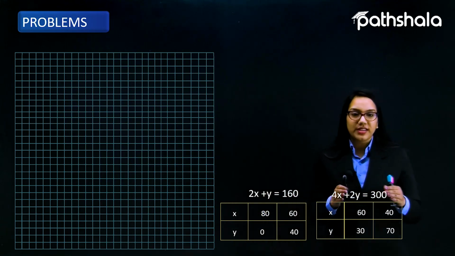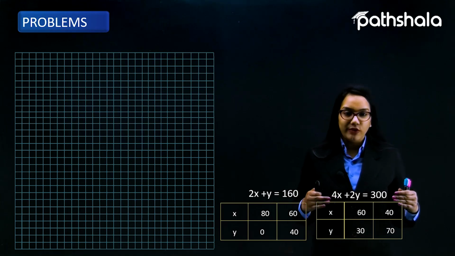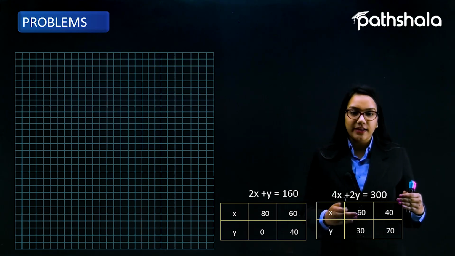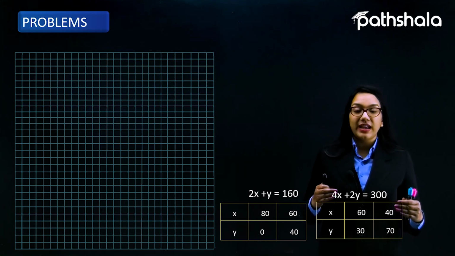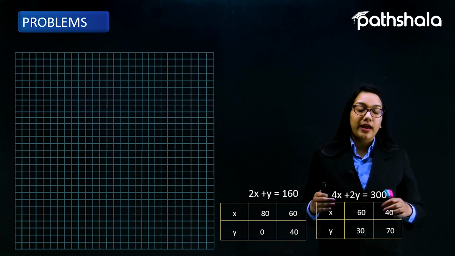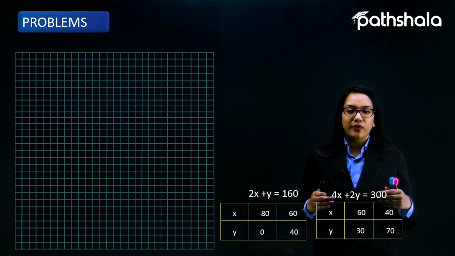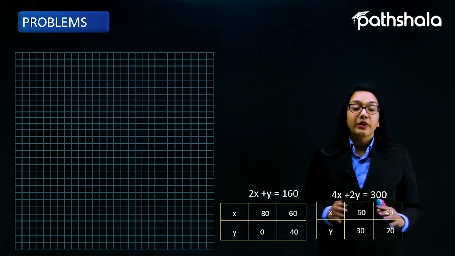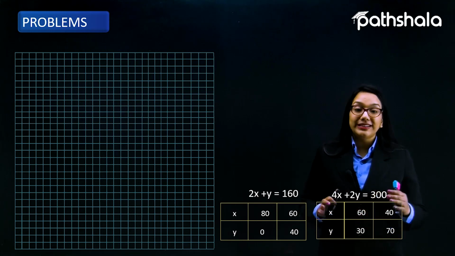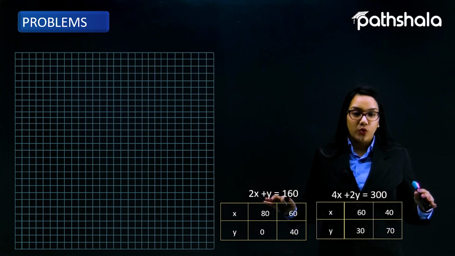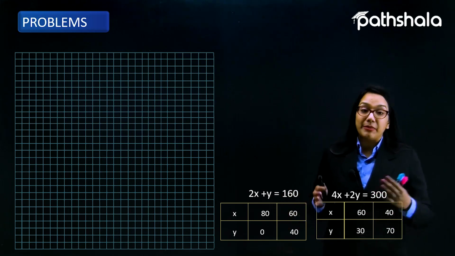Now let's talk about this equation. We have 4x plus 2y is equal to 300. For the value of x equal to 60, we are getting the value of y as 30. And for the value of x equal to 40, I am getting the value of y as 70. So you can plug in all these values over here, then you will get the value of x and y. Furthermore, another note for you is that you can take any coordinates you want. I have taken these coordinates, you can take different coordinates, but the graph will remain the same.